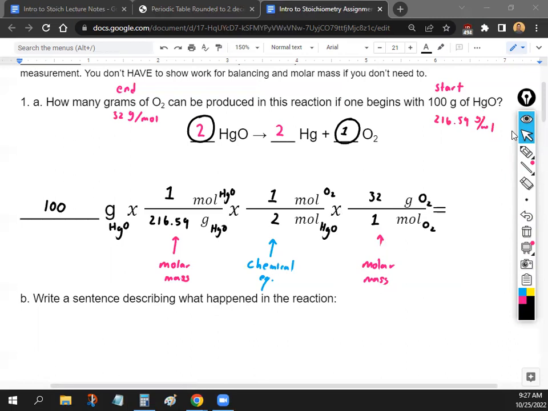Okay. So if you are able to get that or most of it, you are in good shape. So it's always going to be like this. You're always going to put your starting number here. Molar mass, chemical equation, molar mass. That process will never change. It'll always be like that.